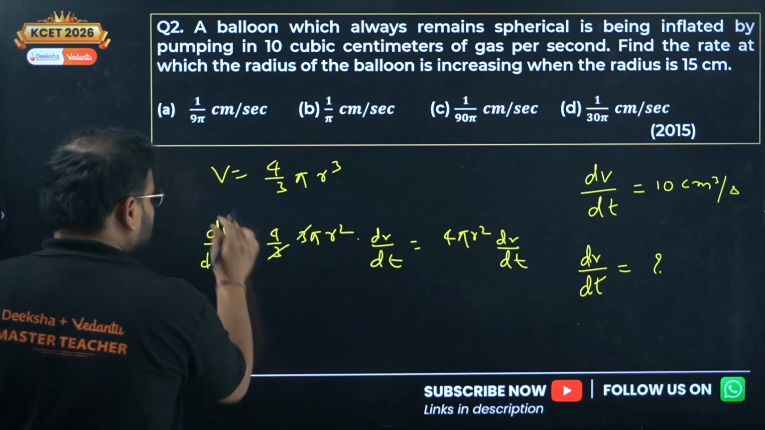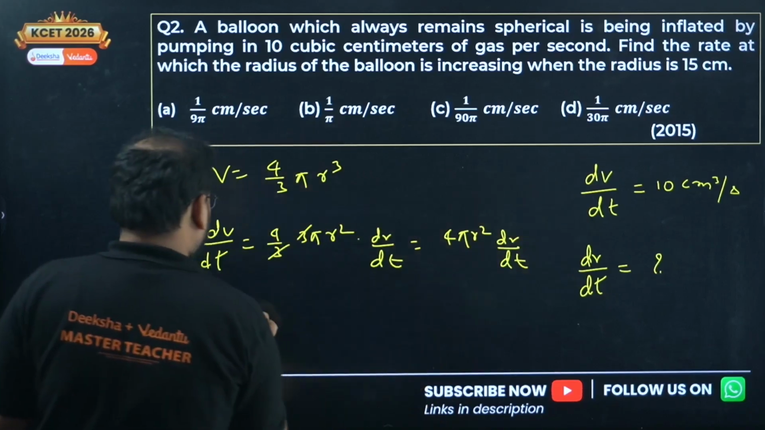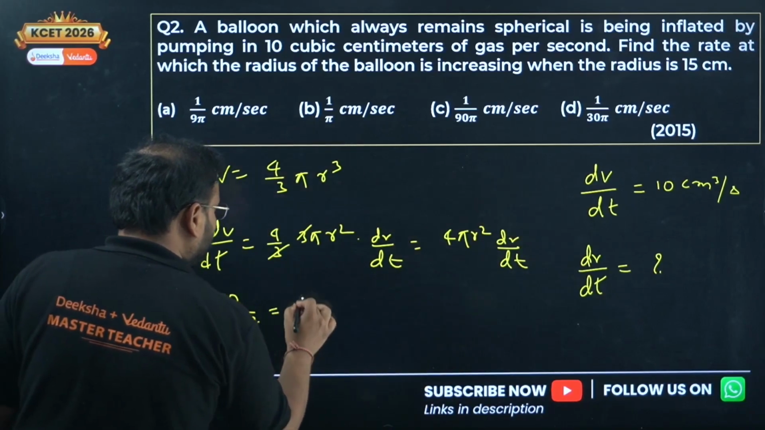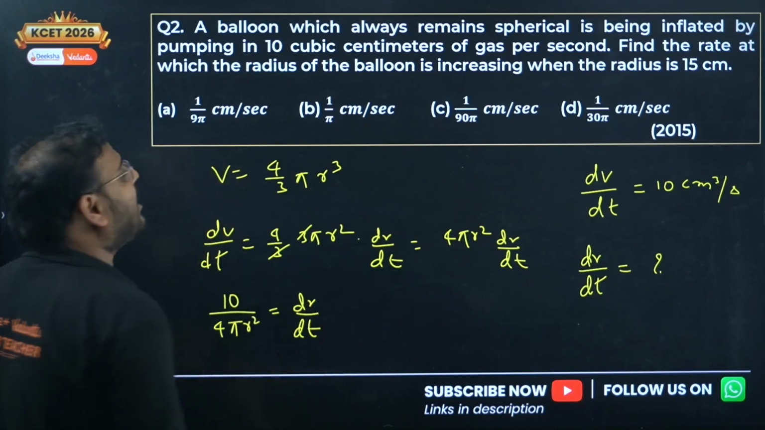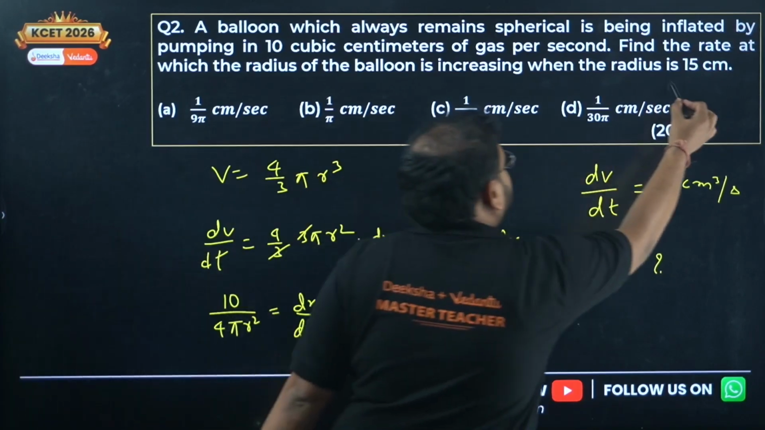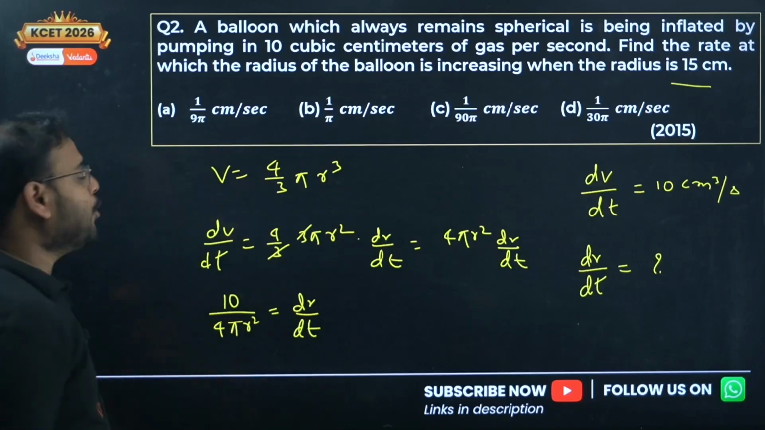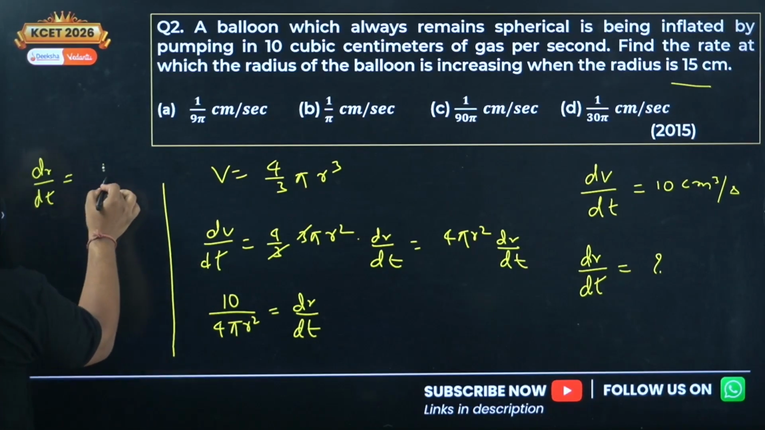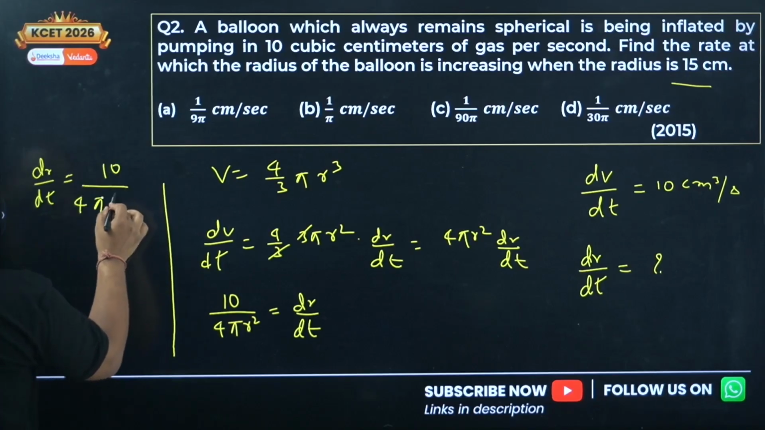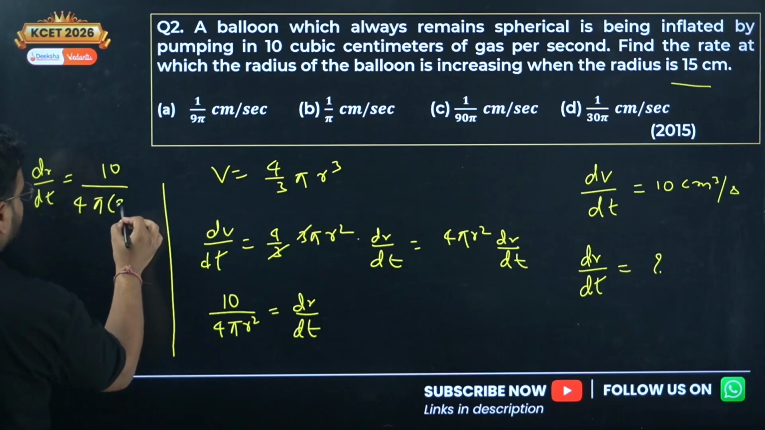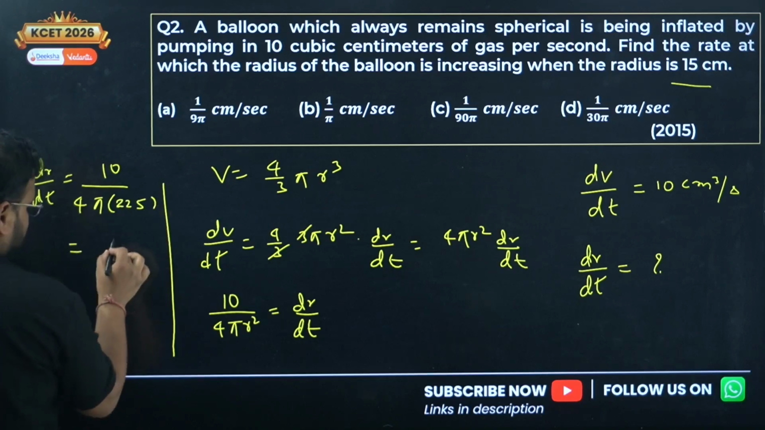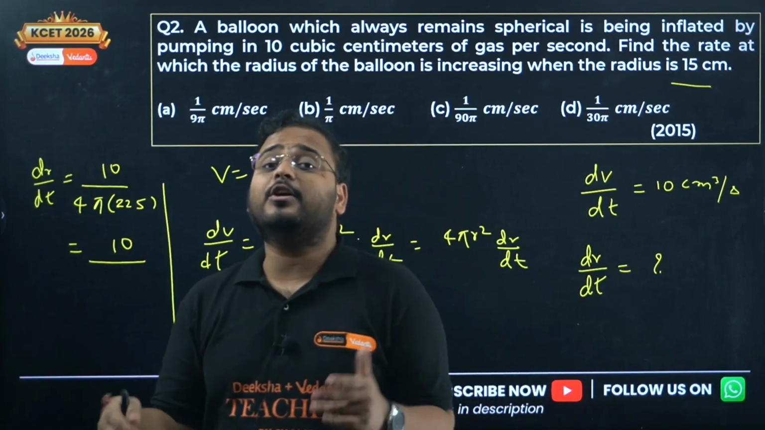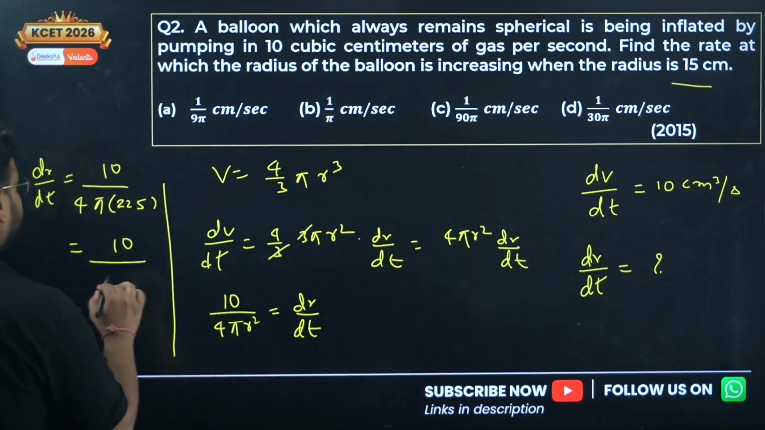So I want the value of this. This is given as 10. So 10 upon 4 pi r square equals dr by dt. Do we have the r value? Yes, it is there, 15 centimeters. So r square will become 225. So dr by dt equals 10 upon 4 pi into 225. Check. 200 into 4 is 800, 25 into 4 is 100. Add them, 900.